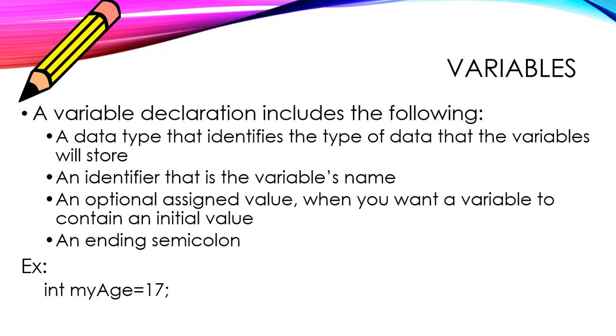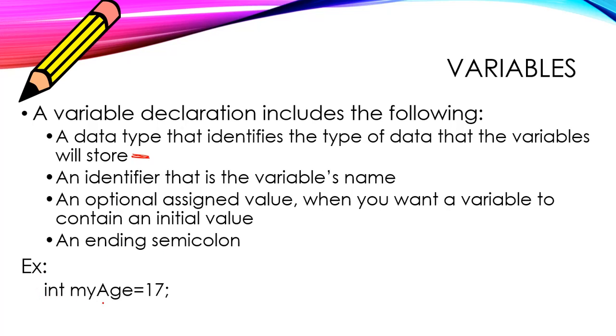So, what is a variable declaration and what does it have to include? Well, a declaration is just me shouting off on the rooftop saying, I'm making a variable. Okay, that's all a declaration is. But what do I have to include? I have to include the data type that identifies the type of variable that it will store. So is it going to be holding numbers? Is it going to be holding numbers with decimals? Is it holding words? Is it holding letters? What is it holding? Identifier, that's the variable's name, so I have to have some kind of name for the variable. An optional assigned value when I want to give it an initial value to start with, and then an ending semicolon.